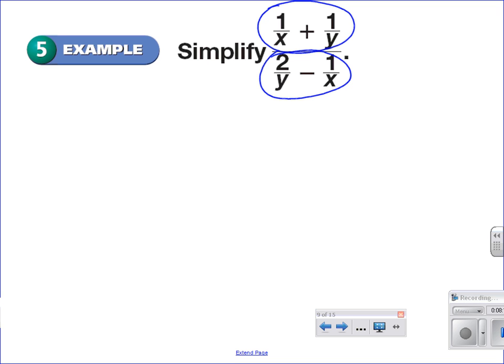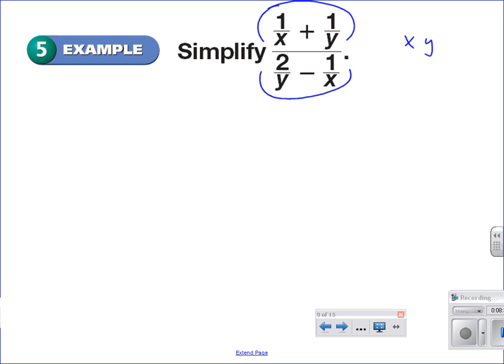Okay? You're going to look at the numerator and denominator very separately. To start, that's the biggest piece of advice I can give you: take the numerator and denominator and look at them separately. So if I had to add those 2 on the top, I would create a like denominator. The like denominator on the top would be x times y.